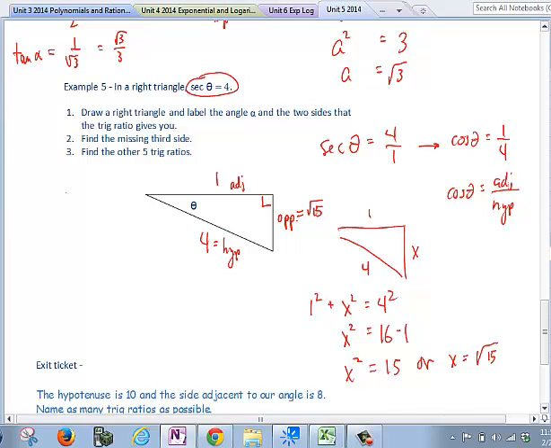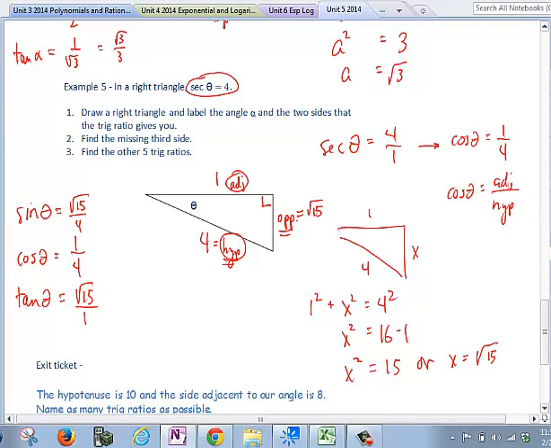So now find my 3 trig ratios, the 3 regular ones. The sine of theta is equal to the opposite over the hypotenuse. The cosine of theta was sort of given to us. It's 1 over 4, the adjacent over the hypotenuse. And the tangent is equal to root 15 over 1.